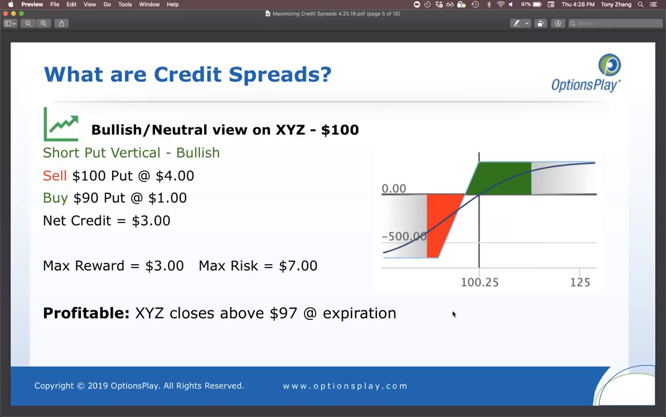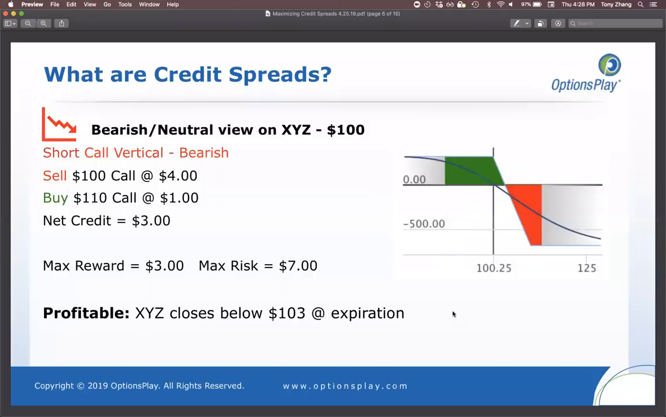Next, what I want to explore is a bearish credit spread. So same stock XYZ, but in this particular case, I have a bearish or neutral view on stock XYZ. Traditionally, if I was just trading single leg options, I can sell a naked call. I can sell a $100 strike call. Let's say I collect $4. That is in itself a neutral to slightly bearish strategy.